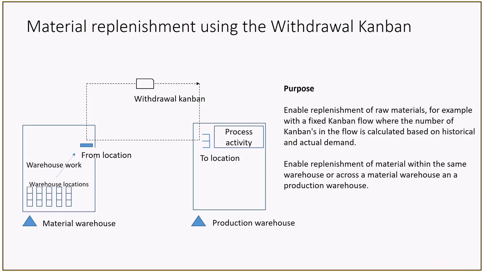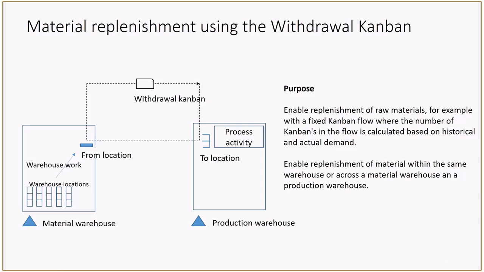Material is stored on a material warehouse where we have locations, and these are not fixed locations. So with the Withdrawal Kanban, you pick the raw material on the material warehouse from warehouse locations there, and you pick with the help of warehouse work. That warehouse work is brought to a from location on the material warehouse, and then with the help of the Withdrawal Kanban, you can transfer the material from the material warehouse to the production input location on the production warehouse.